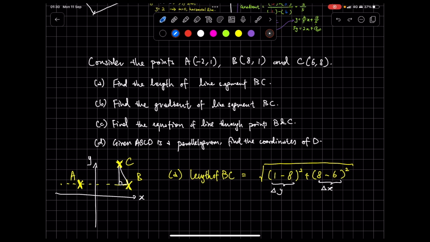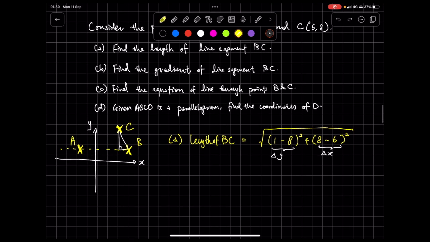If you type this into the calculator, you will get your answer. Let me just quickly calculate it by hand. This is 49 plus 4. This is the square root of 53. I don't think you can simplify this. So 53. Okay, next part.